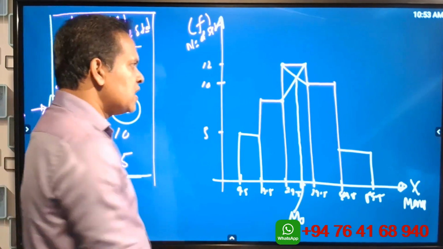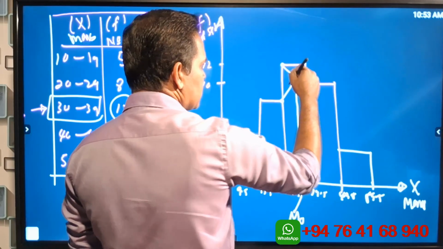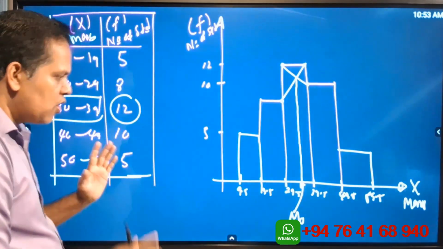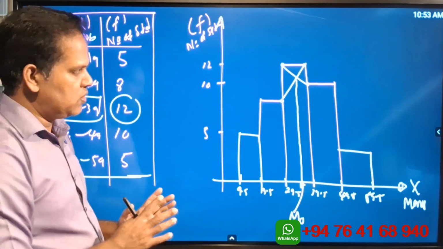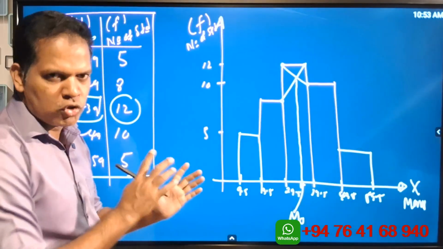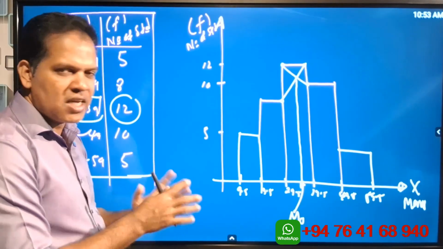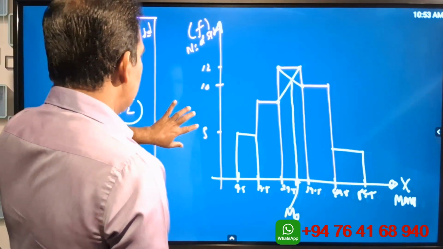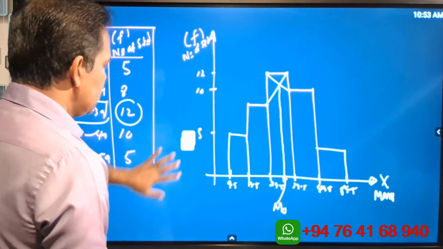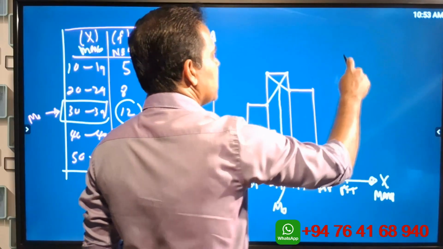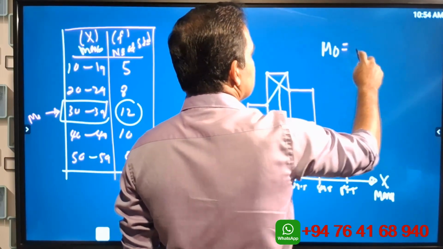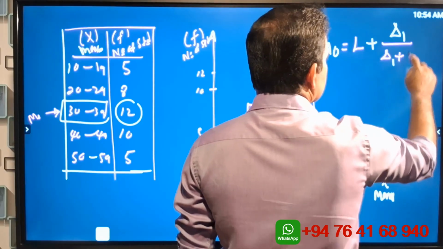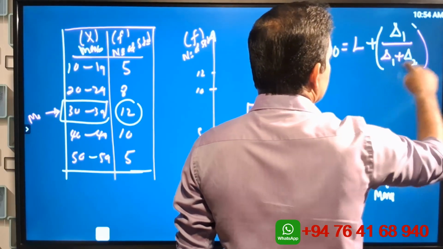Okay, using these two triangles, another formula for the mode can be proved. Then here, we are going to use the formula to calculate the mode. I am not going to discuss how to prove that formula, but I will just give the formula. If you are going to find a certain mode, yes, you can use this formula. What is that formula? Mode is L plus delta 1 divided by delta 1 plus delta 2, into C.